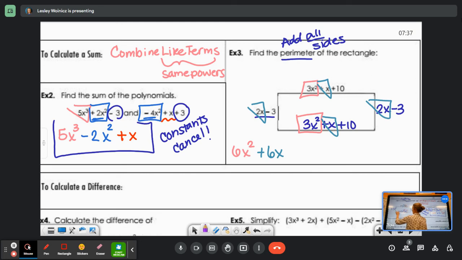I've got a 10 and another 10 to make 20, and then I have to subtract 3. 20 minus 3 is 17. Subtract 3 again, I'm at 14. That's it. That's the perimeter.